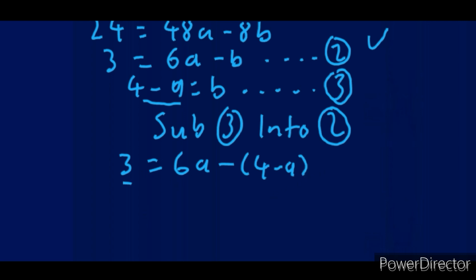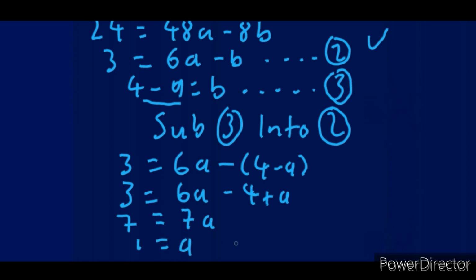So let's move forward. So we're going to have 3 equals 6a, this is going to be minus 4 plus a. And then 6a plus a is going to be 7a. And if we take that 4 to the other side, it's going to be 4 plus 3, which will be 7. So if we divide both sides, we're going to get a equals 1. So we solved our a.